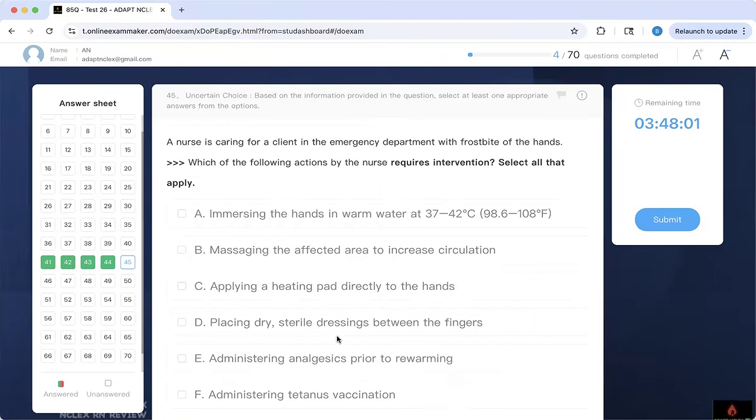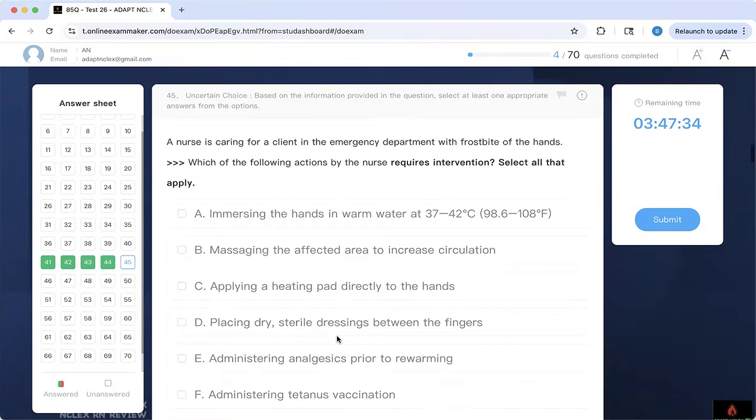And this is caring for a client in the emergency department with frostbite of the hand. He has frostbite. This is safety, but at the same time, a risk reduction question. Which of the following actions by the nurse requires intervention? That means, how do you manage frostbite? When you see this question, rewrite it. Patient has frostbite, requires intervention. Your brain should tell you, I'm looking for things the nurse is doing wrong. Safety, we've got to intervene.